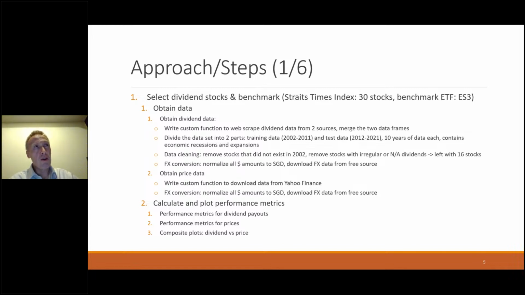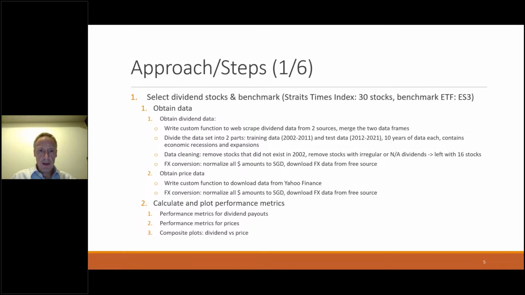Especially in the early years, like the 2000s, 2001, 2002, the dividends were expressed in percentage. So you need to convert that to a dollar amount. Some of the dividend stocks don't pay out in Singapore dollars, they pay out in US dollars. You need to normalize that, bring it back to Singapore dollars. So a lot of time and effort was spent in data cleansing. Price data was definitely easier to obtain from Yahoo Finance. Again, for some stocks, you need to do a conversion to Singapore dollars.